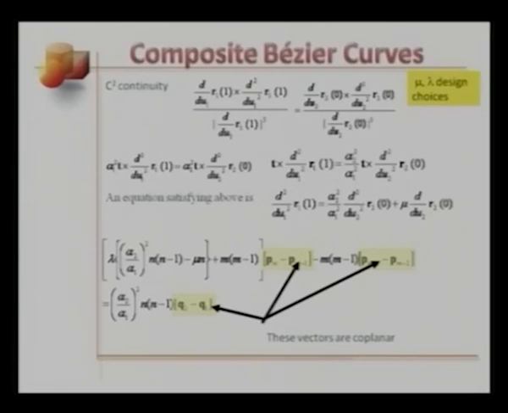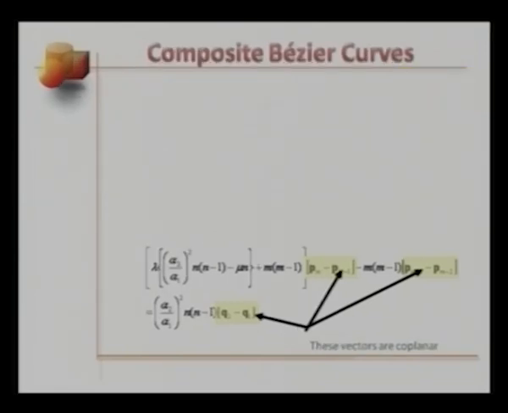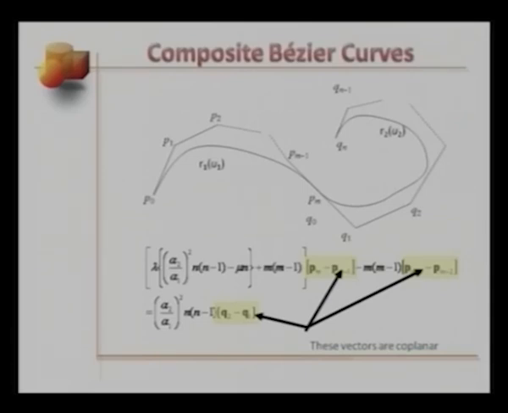Physically, what would this condition mean? Let's go back to our figure, where our Bezier segments are C0 and C1 continuous at this point here. P_m and Q0 are the same. Now look at these three vectors: P_m minus P_{m-1}, which is this free vector here, P_{m-1} minus P_{m-2}, which would be this vector here, and Q2 minus Q1, which will be this.